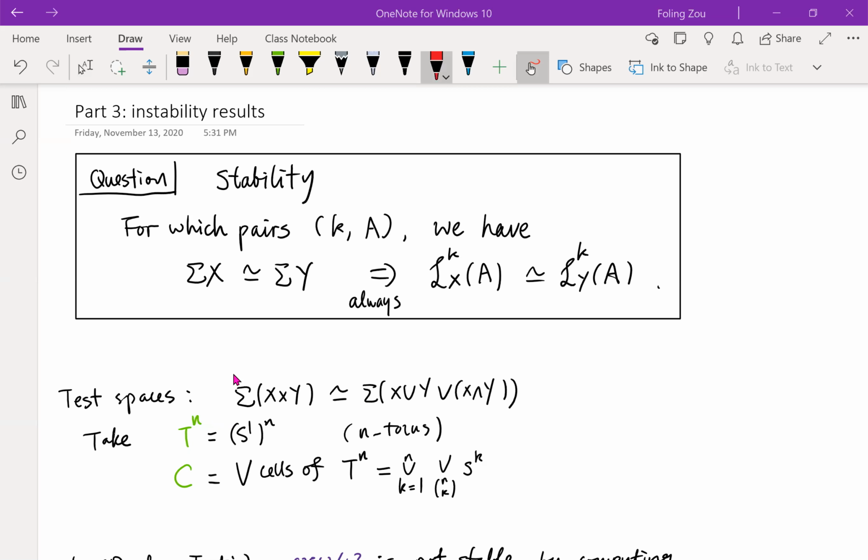So our test spaces for X and Y will be the torus and the cells of it. And we know that if we suspend the product of spaces, we get something that's equivalent to the suspension of X wedge Y wedge X smash Y. So if we suspend the torus, which is the product of n copies of S1, that is equivalent to the suspension of the cells of Tn, which can be explicitly written as a wedge of these spheres. So C is a wedge of spheres that gives the cells of the torus.